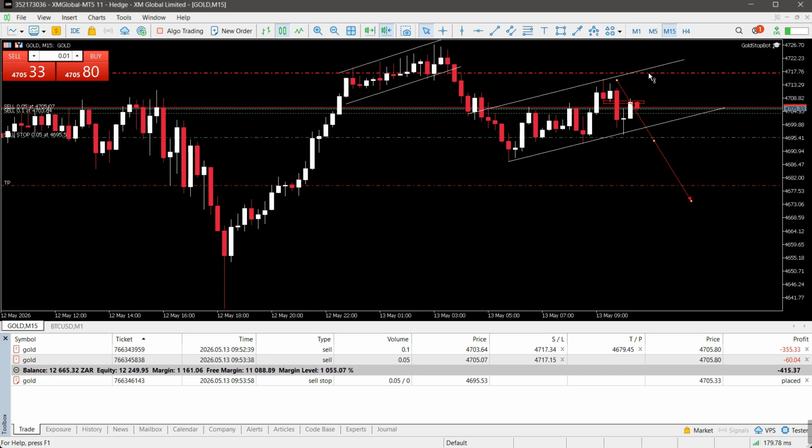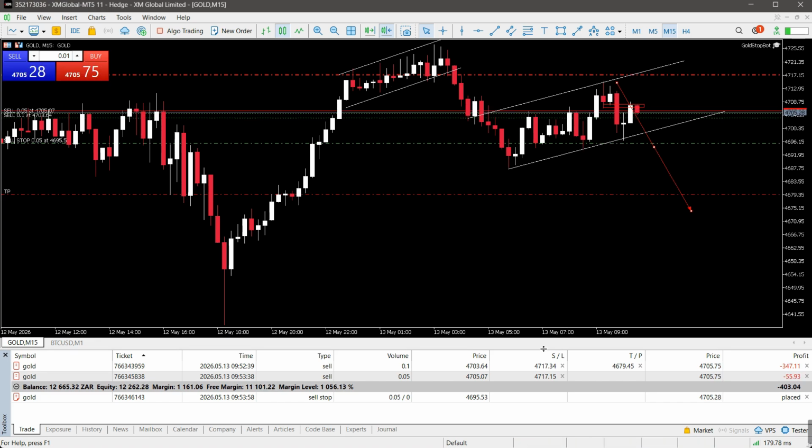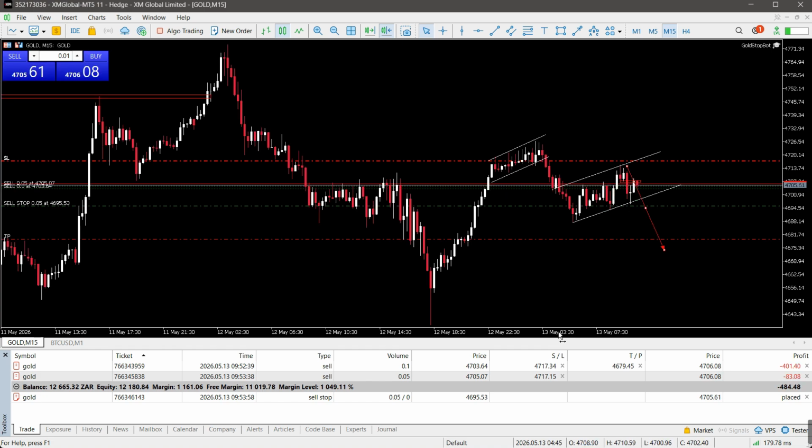My stop loss is there at the top. If price continues to go up, it's going to hit my stop loss. So now we just have to be patient and wait for price to play out, right?